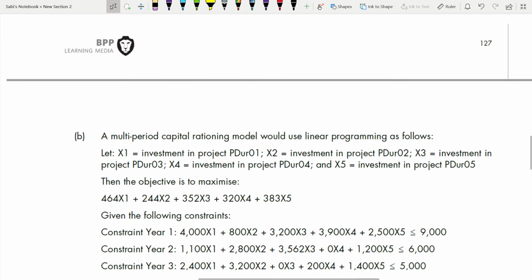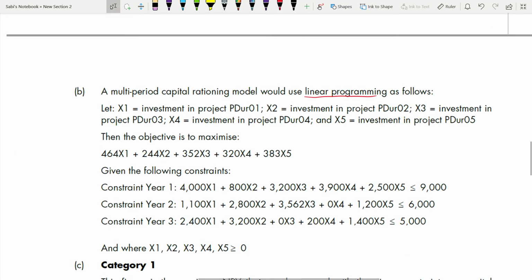Now let's go to part B, where we have to set up a linear programming model. A multi-period capital rationing model would use linear programming. Always you have to start like this. Exactly, you can copy paste this in your answer. Whenever you get a question on linear programming, exactly this is the way you have to do it. The numbers will change, but the way you start, everything is the same. Only the numbers will change. That's it.